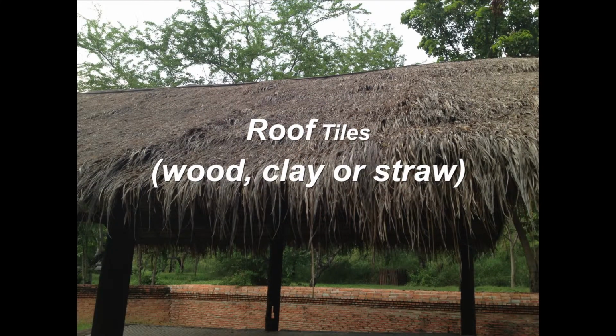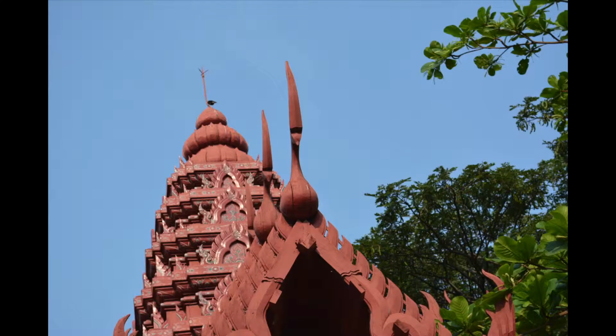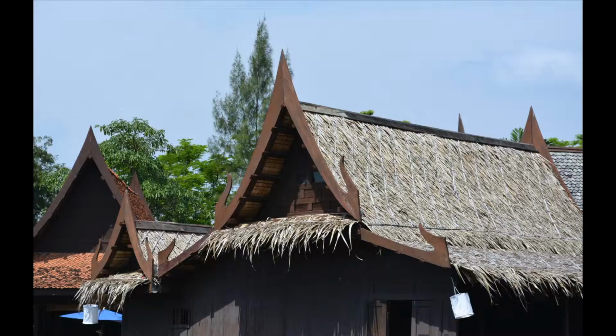Roof tiles. There are different types of roofing such as wood, clay, straw, and ceramic. Ceramic is used for places all around Thailand.